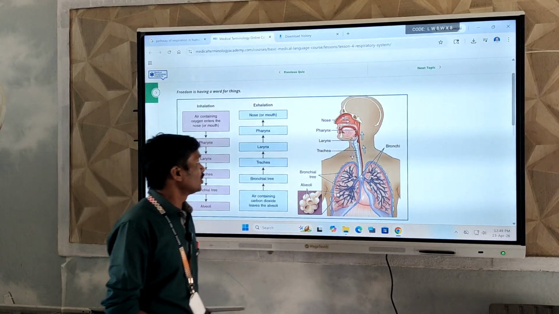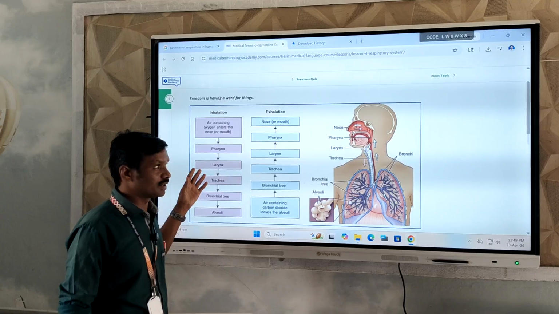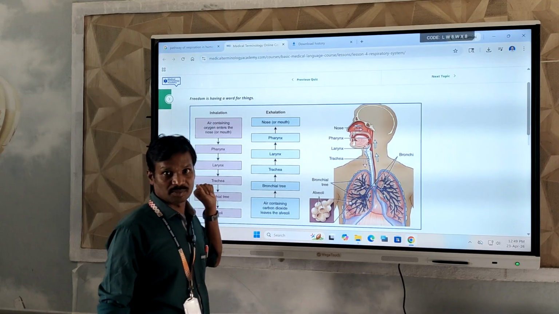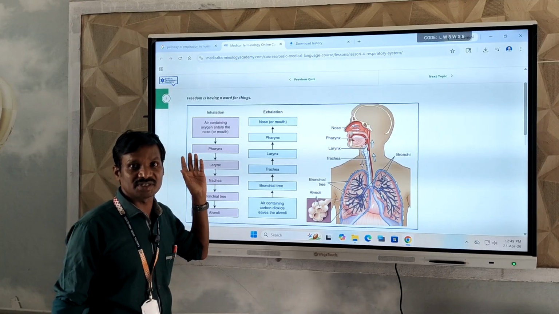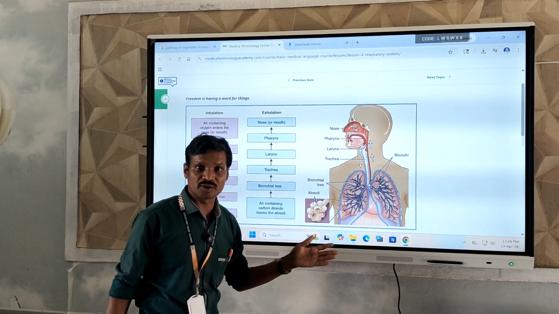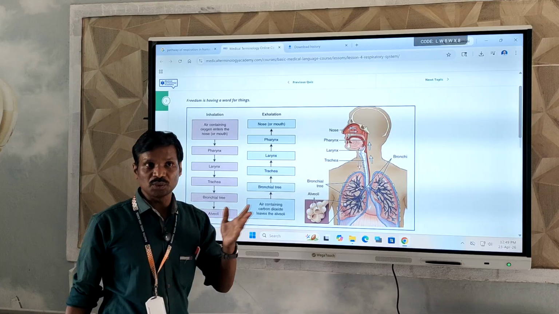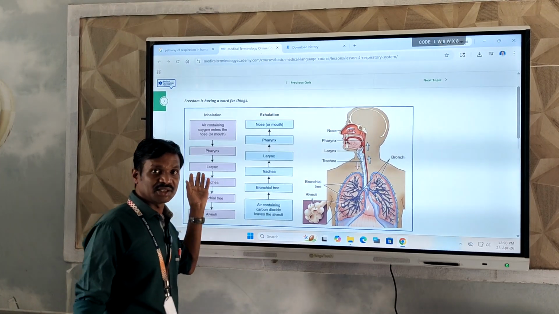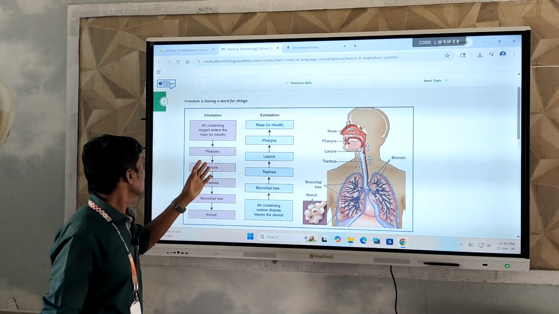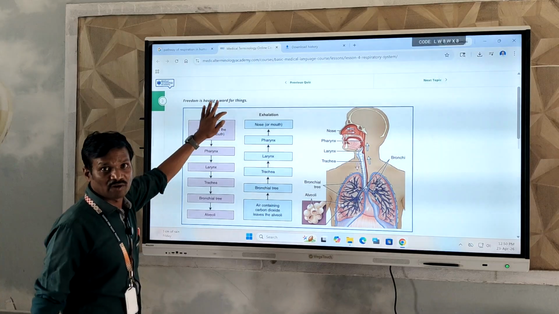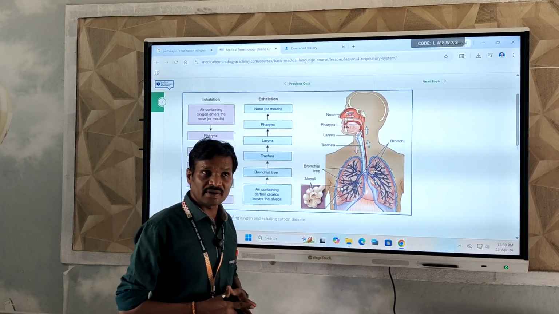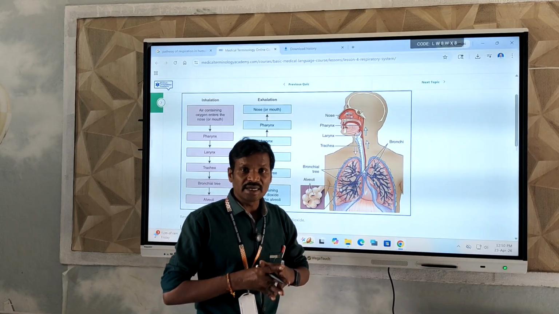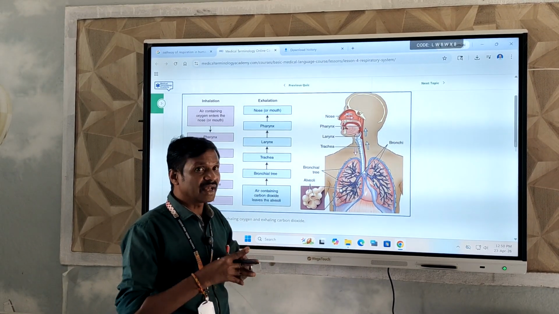Today I want to discuss with you the respiration mechanism. Respiration, or breathing, is a physical activity which also involves chemical actions. Hence, it is a collective process of inhalation and exhalation. Inhalation involves several steps, so whenever we take a breath, various steps are involved.